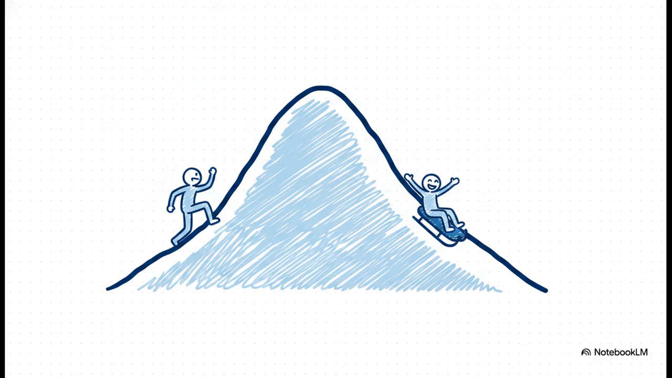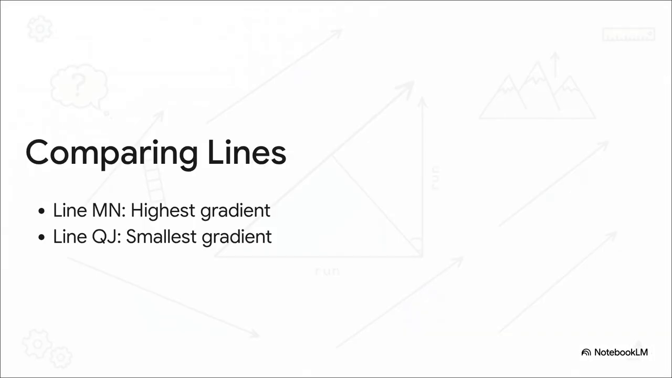On the flip side, a negative gradient means the line is going down, inclining to the left, like lines EF, GH, or KL. That's kind of like sliding back down the other side of the hill. Looking at a few specific examples, you can really see this in action. Line MN actually has the highest gradient because it's the most vertically inclined. I mean, it shoots almost straight up.